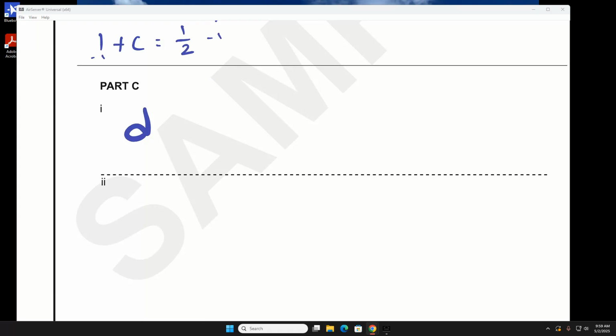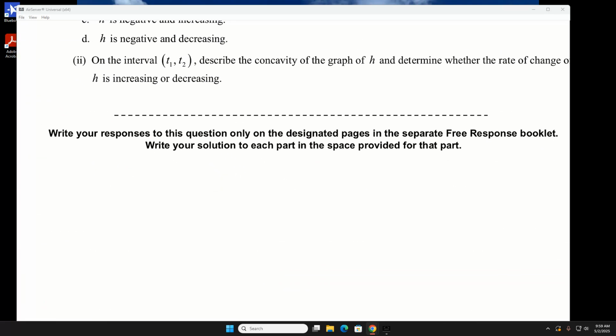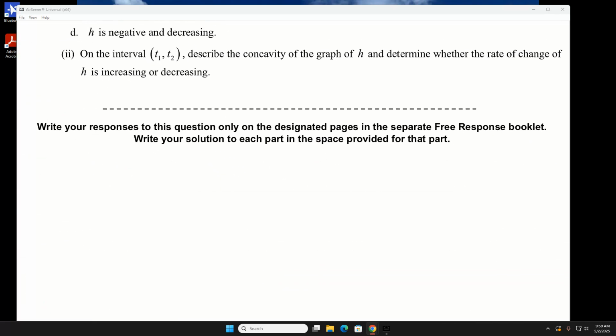All right, part 2, if you look at your notes, has everything to do with concavity. All right, and they changed the directions from last year. Last year it just said on the interval, determine whether the rate of change of H is increasing or decreasing. And last year, all you had to write was increasing or decreasing, but they changed it. So now it says to describe the concavity of H and determine if the rate of change is increasing or decreasing. So writing increasing and decreasing this year, I don't think is going to get you the point.